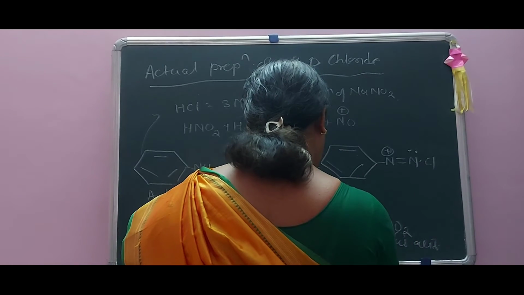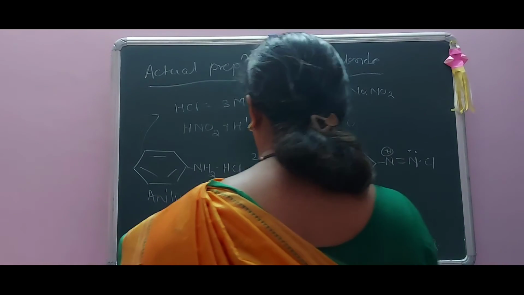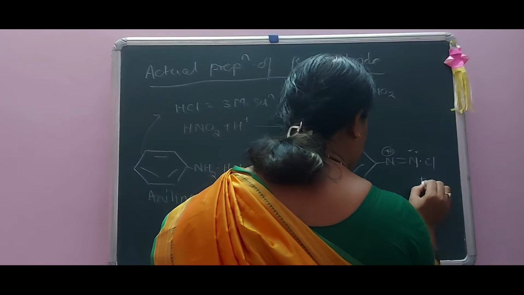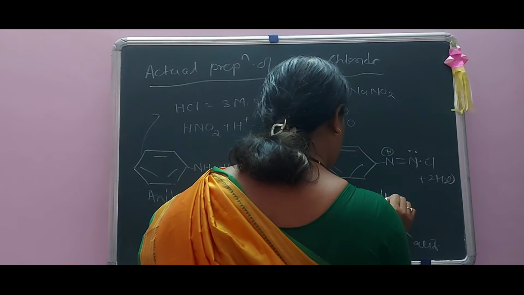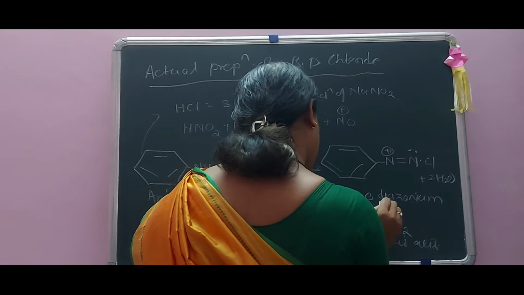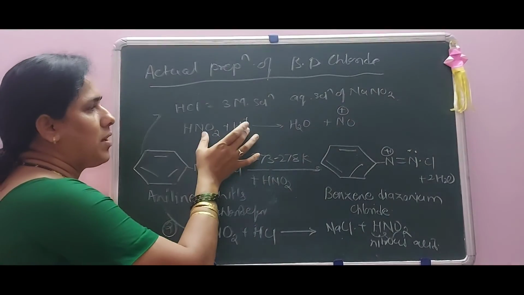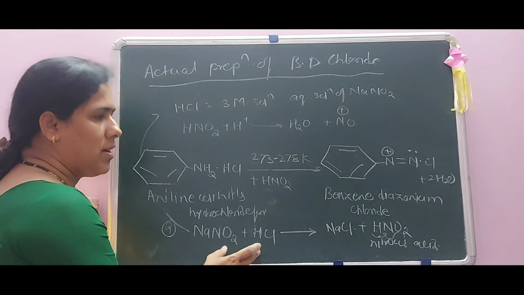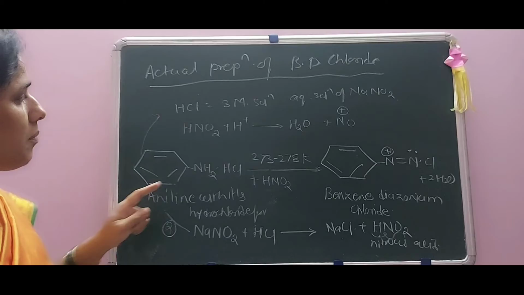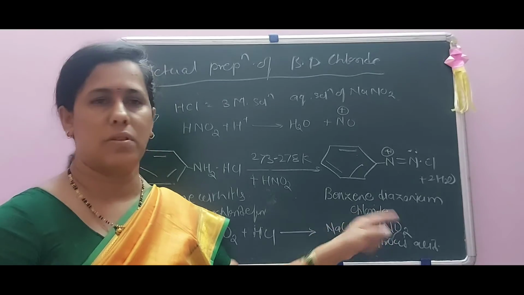That is benzene plus HNO2 plus 2H2O, giving benzene diazonium chloride. Okay, we got this preparation from aniline. First we carry out the diazotization reaction, taking the source of nitrous acid with aniline while keeping the temperature at 273 to 278 Kelvin. There is formation of benzene diazonium chloride.